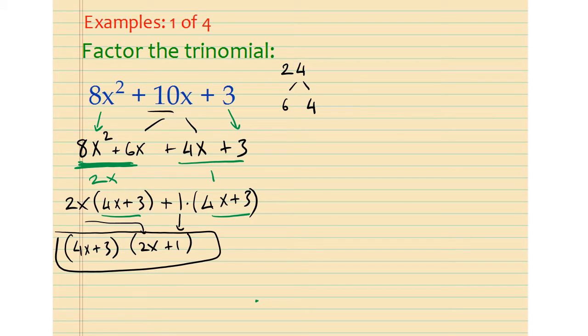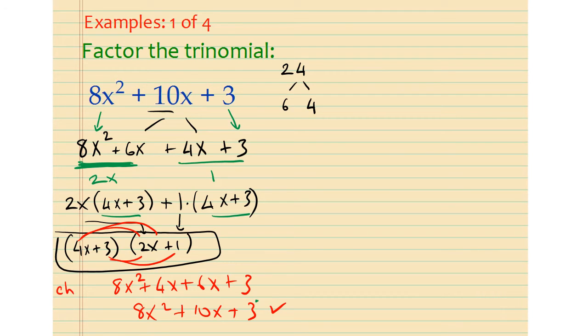Now let's do a quick check step as well. I can redistribute everything and it should give me the first problem. Factoring and distribution, they are inverse operations of each other. 8x squared plus 4x plus 6x plus 3, and then 8x squared plus 10x plus 3. Yes, our check step showed that our factoring was correct.